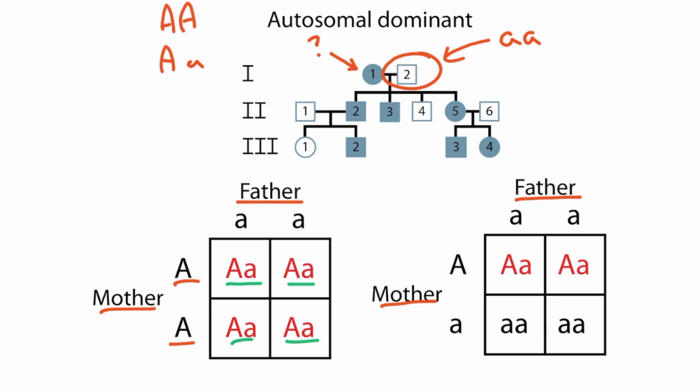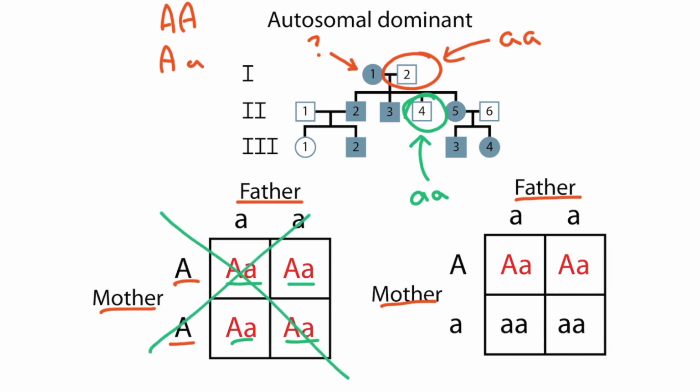Notice in the pedigree, however, that one of the 4 children does not express the trait. Therefore, we can conclude that this child must be little a, little a. Notice that in this particular Punnett square, little a, little a is not a possibility. Therefore, this must not be the correct genotype.